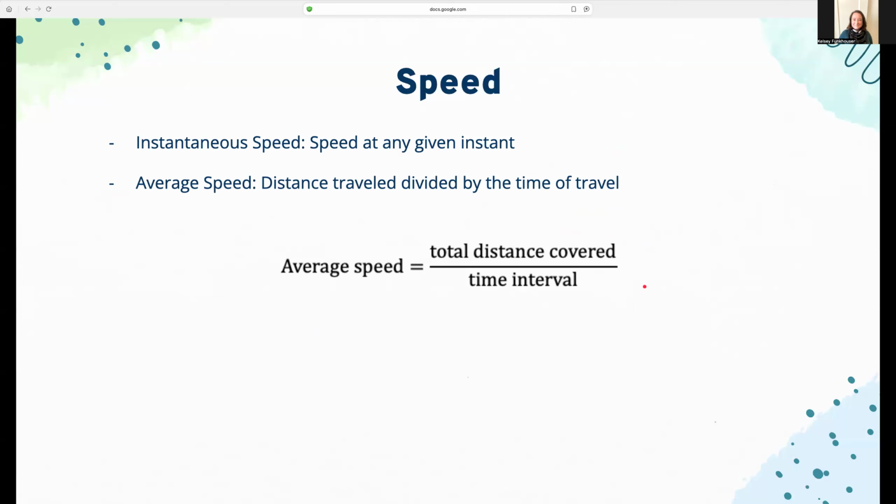So there's different kinds of speed. There's instantaneous speed, so as it sounds, speed at any given instant in time. And then there's the average speed, which is the distance traveled divided by the time interval. This is for if we don't know for sure that our speed is constant. We take the average speed, and that's assuming that it is constant.